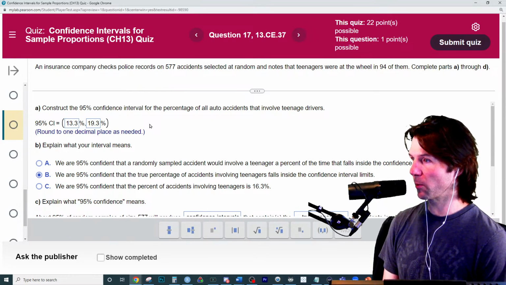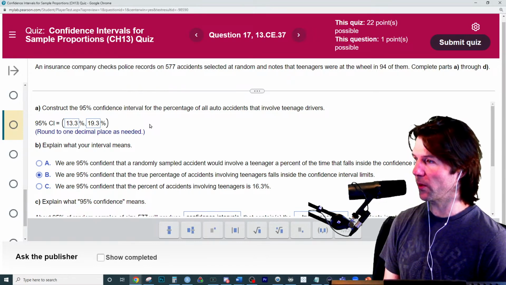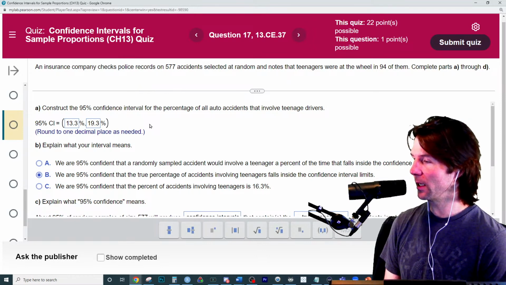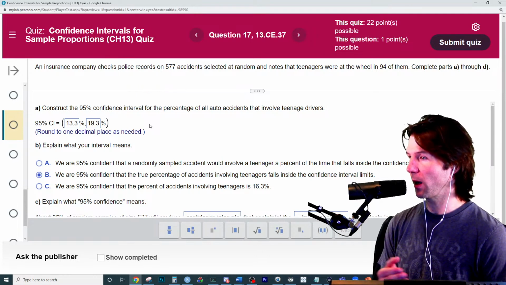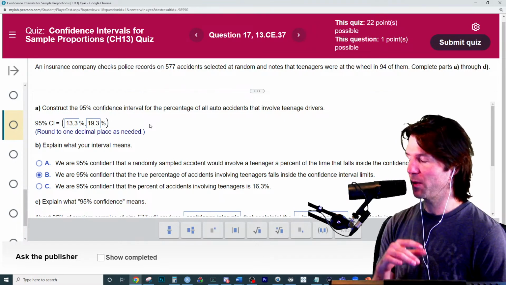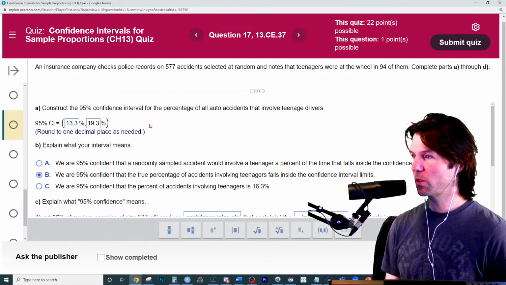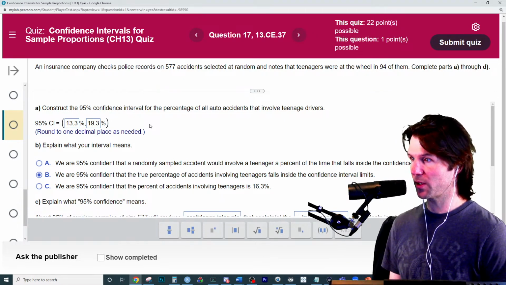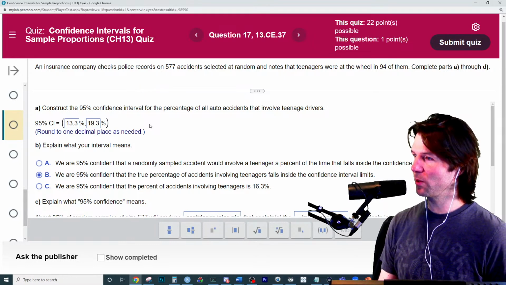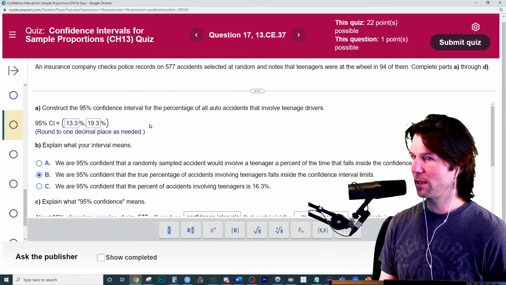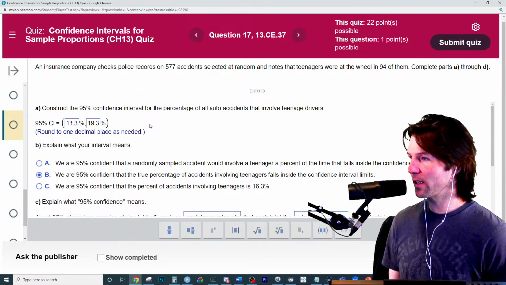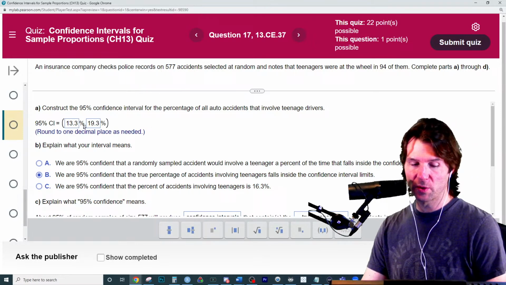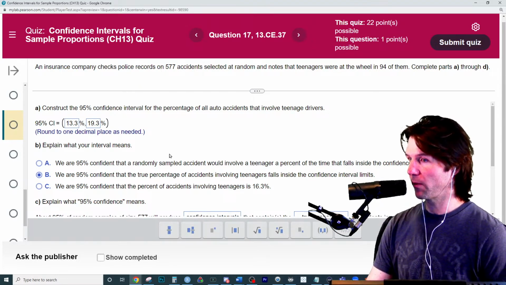Because I think the truth is somewhere between 13.3 to 19.3. Maybe as low as 13.3% or up to 19.3. So if they're claiming 20%, I'd say I don't think that that's true because it's outside my interval. Anything outside the interval, I'm not really believing. I think the truth is somewhere between 13.3 to 19.3 with 95% confidence.